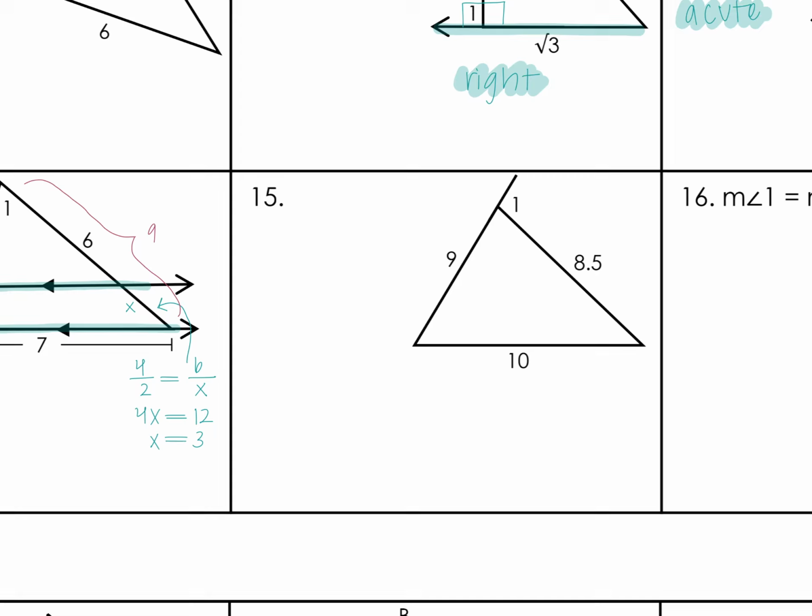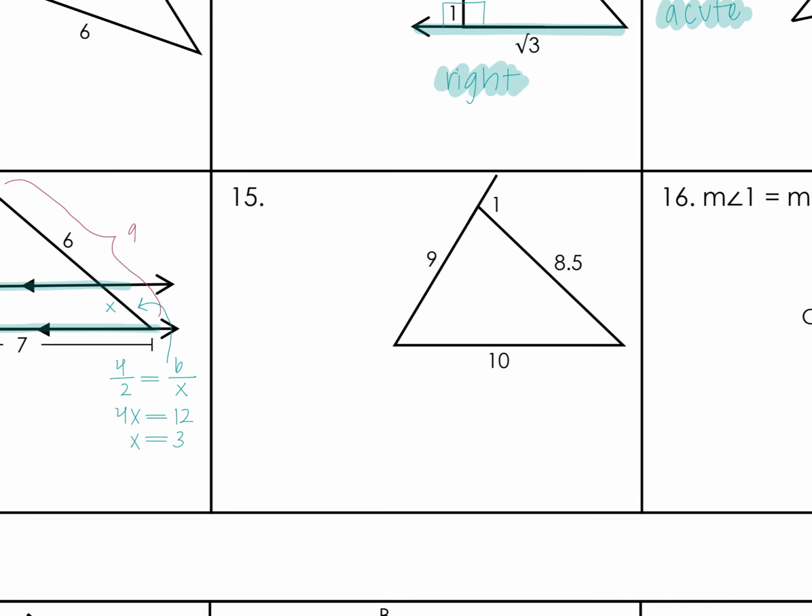All right, in number 15. Okay, in number 15, we do have that angle 1 is going to be outside of our triangle. But let's go ahead and determine what the angles in the triangle will be, because we can use our linear pair here to help us determine what we know about that angle 1.